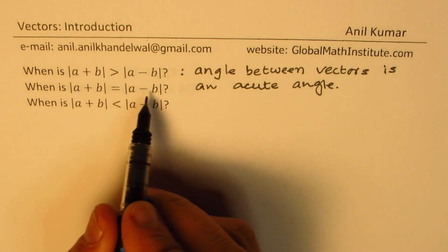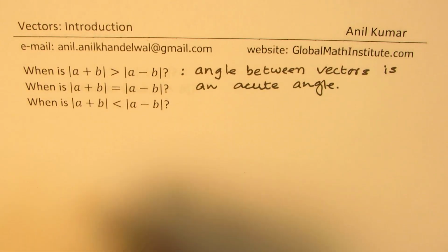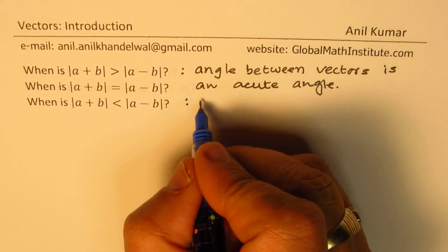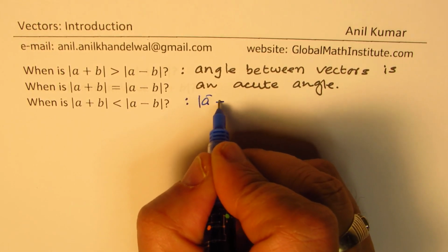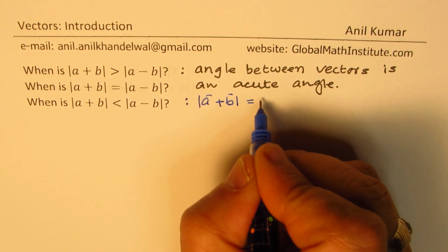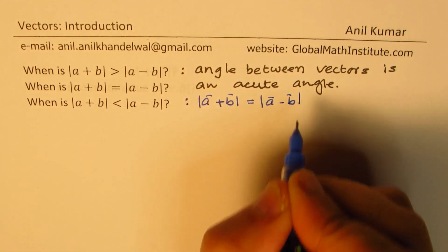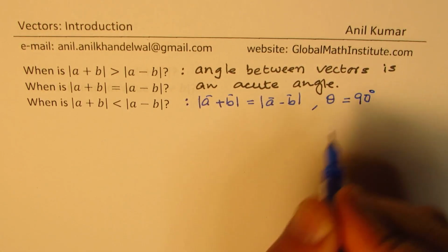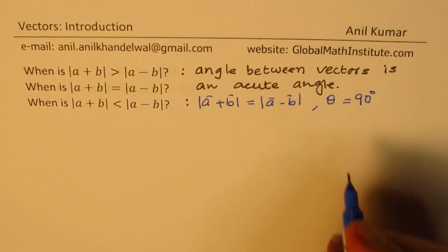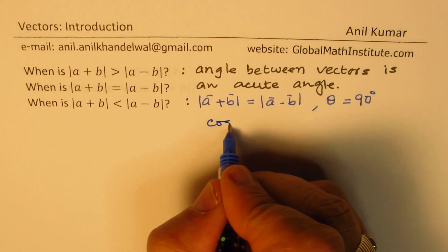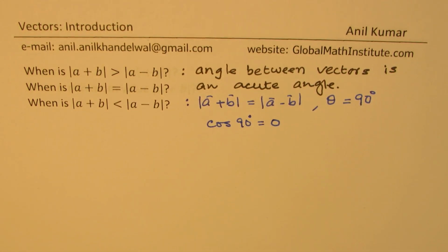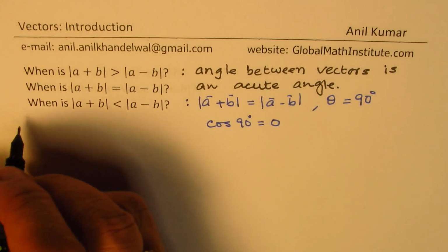Now the other question is, when are they equal? So for equal, let's change the color. Well, let me rewrite. Magnitude of A plus B is equal to magnitude of A minus B when theta, the angle, is equal to 90 degrees. Because in that case, we know cos of 90 degrees is equal to 0. Do you see that? So then both are equal, correct?